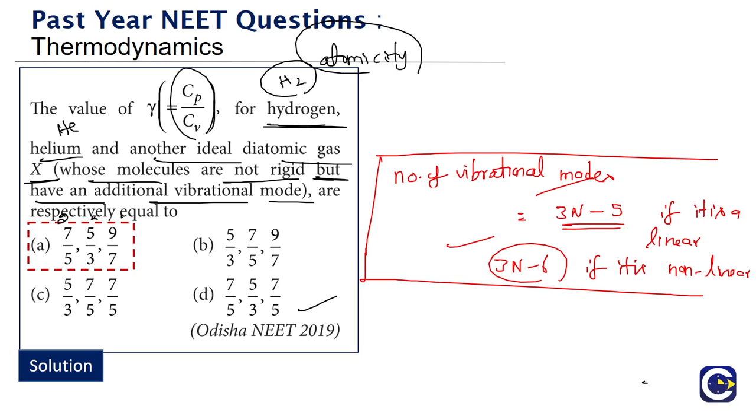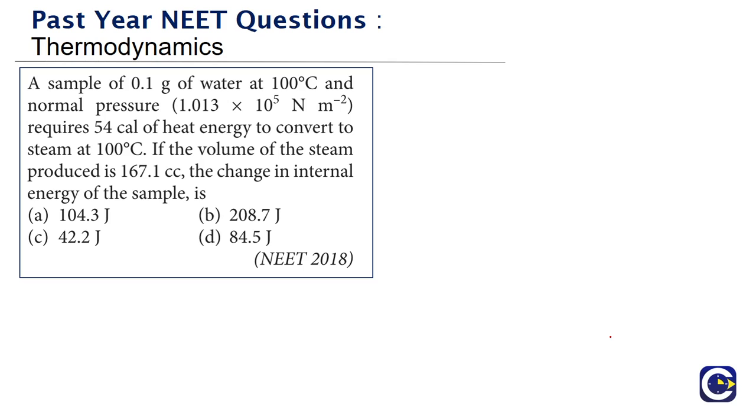This is not the degrees of freedom, because degrees of freedom means what? We have to multiply this with 2, because for every vibrational mode there will be 2 degrees of freedom. Okay, so this is about the question that has come in the Odisha paper NEET 2019. Now we'll move on to the question that has come in the NEET 2018 paper.